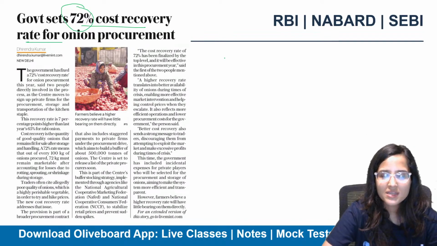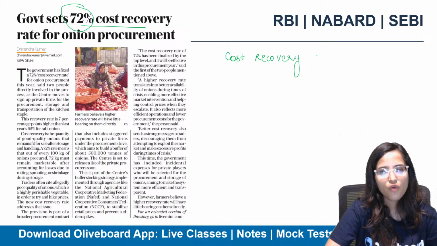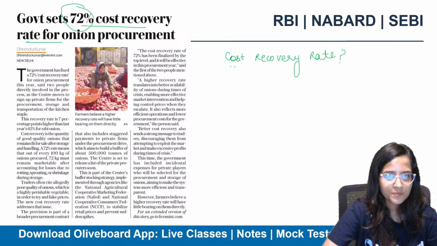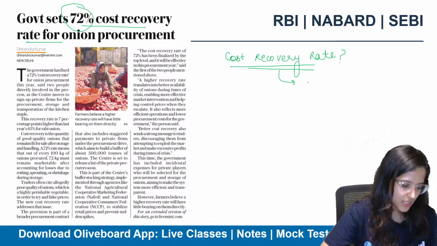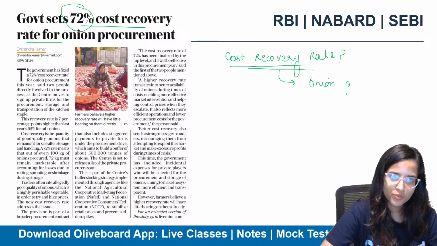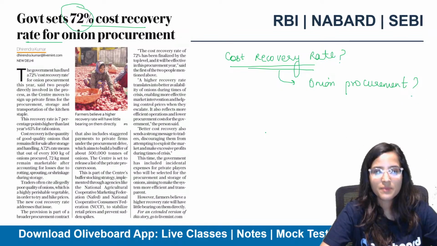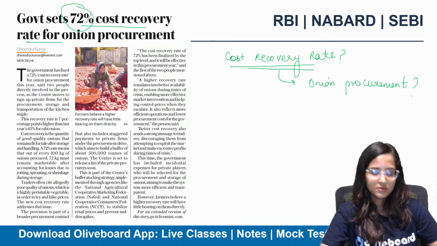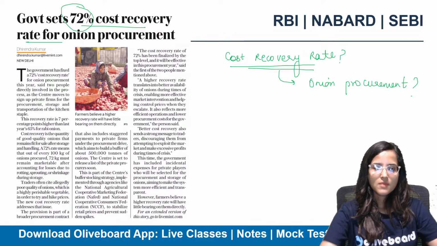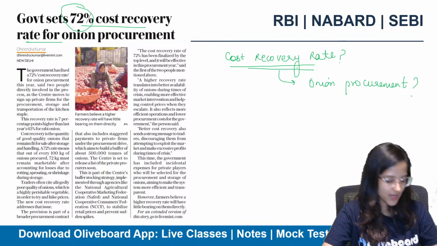Okay, here you need to understand the meaning of cost recovery rate. What is the meaning of cost recovery rate? Anyone? Here what we are saying is cost recovery rate after onion procurement. Anyone who wants to give me the meaning of this, or what you understand by the meaning of this cost recovery rate? Any idea? Anyone? Any idea?